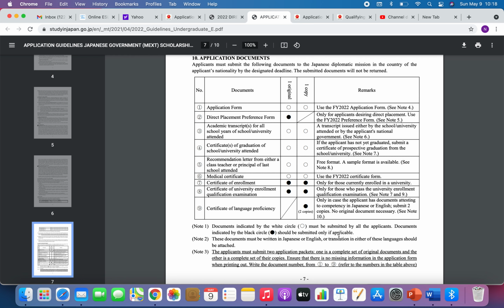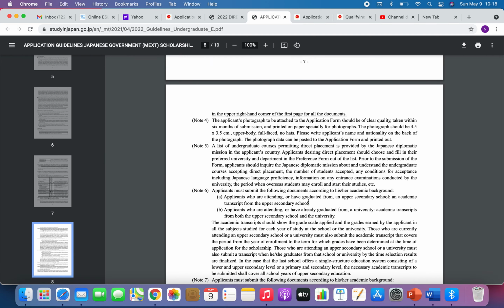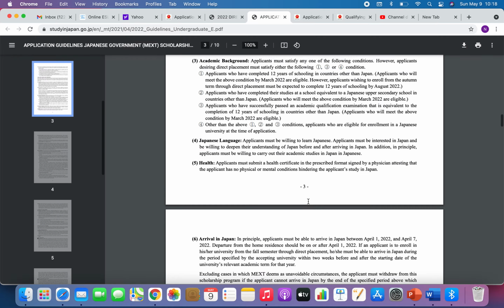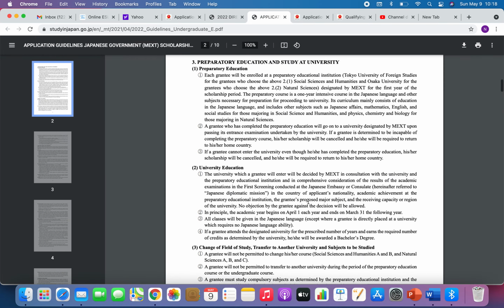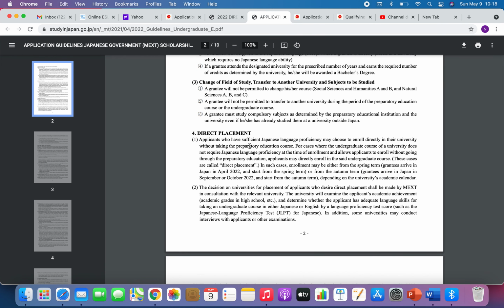So let's read a little bit about this direct placement form. So number 5, oh sorry, I think it was at the top. Give me a moment, please. Okay, so applicants who have sufficient Japanese language proficiency may choose to enroll directly in their university without taking the preparatory education course. So if you've studied Japanese before, then you can move ahead, but if you've not, then you don't need to fill the form.